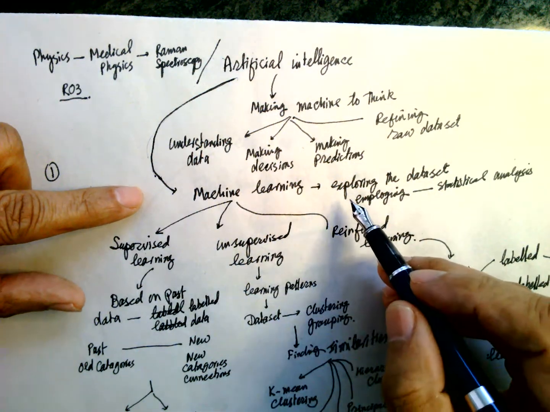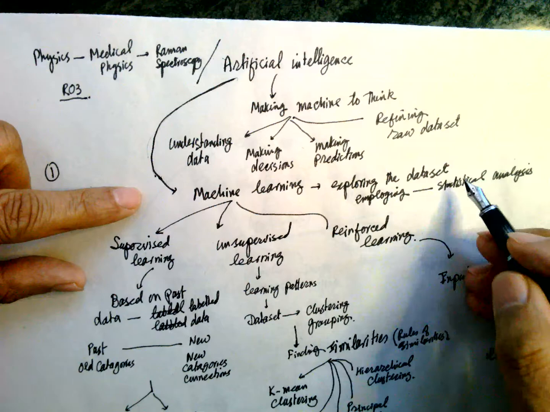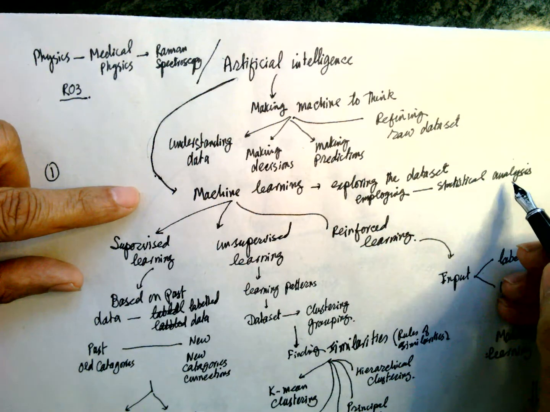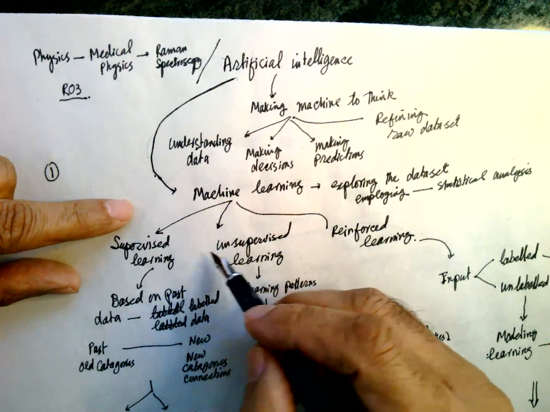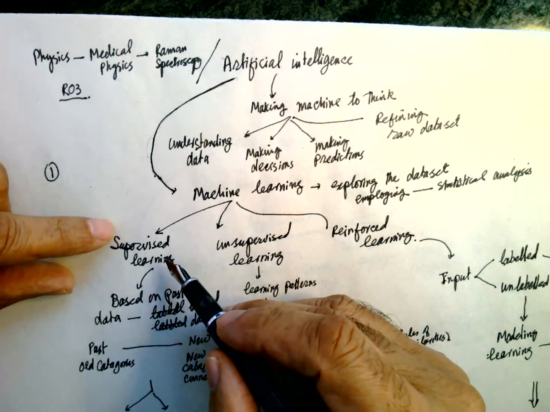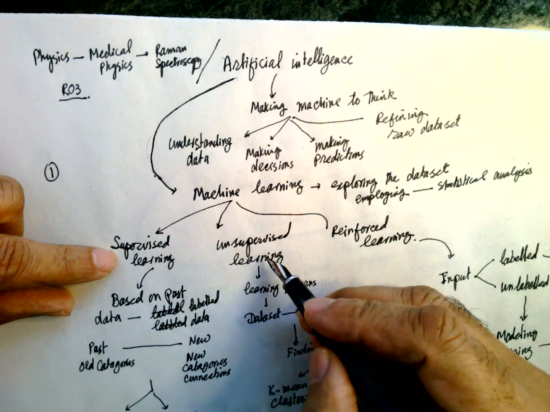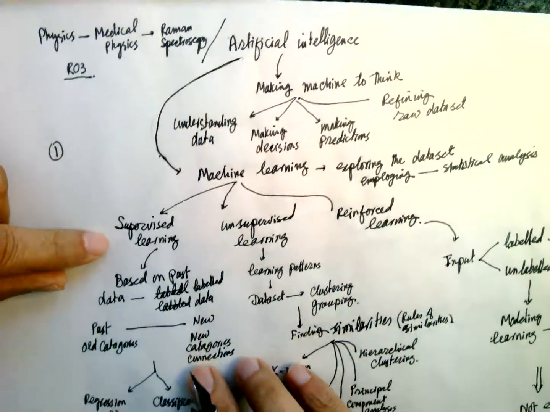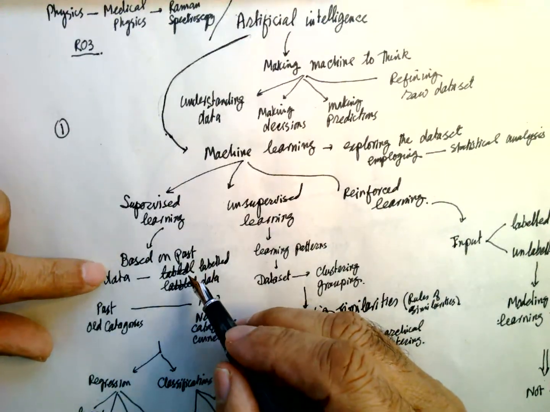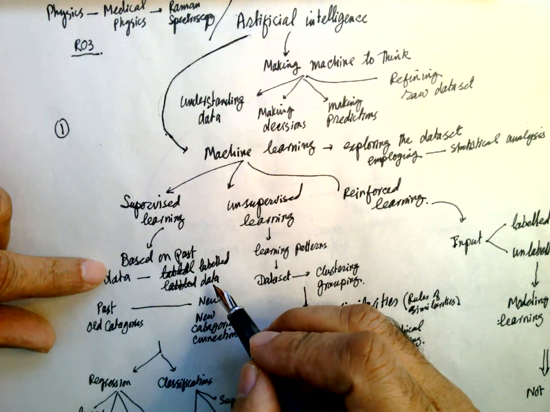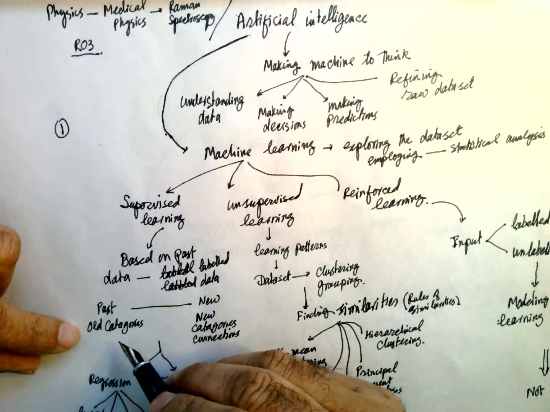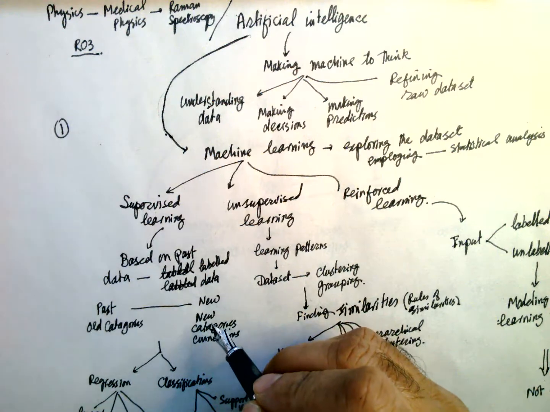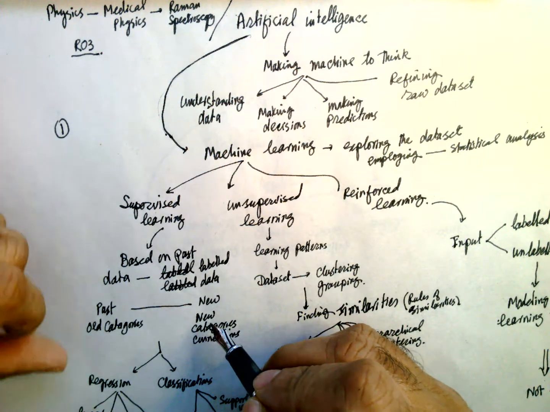Machine learning explores the data set and employs statistical analysis. There are three kinds of machine learning: supervised learning, unsupervised learning, and reinforced learning. Supervised learning is based on past data, which is labeled data. Past data is old categories, and it is converted into new categories, new connections, and new classifications.